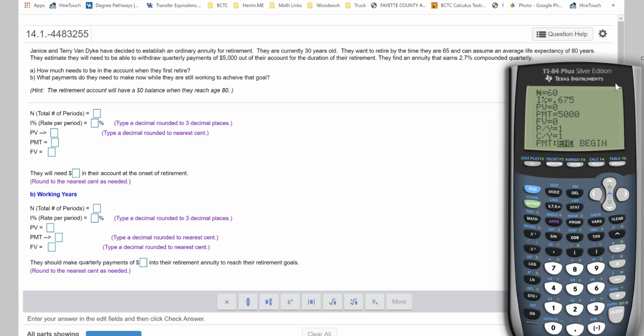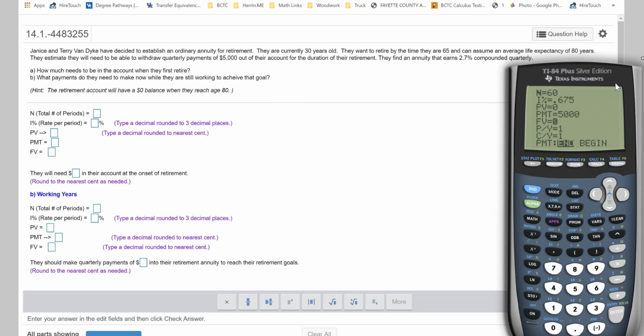So we have a problem here. Two people have decided to establish an ordinary annuity for retirement. Ordinary again means the payments are at the end of the period. They're currently 30 years old. They want to retire by the time they're 65 and can assume an average life expectancy of 80 years. They estimate they will need to be able to withdraw quarterly payments of $5,000 out of their account for the duration of retirement. They find an annuity that earns 2.7% compounded quarterly.